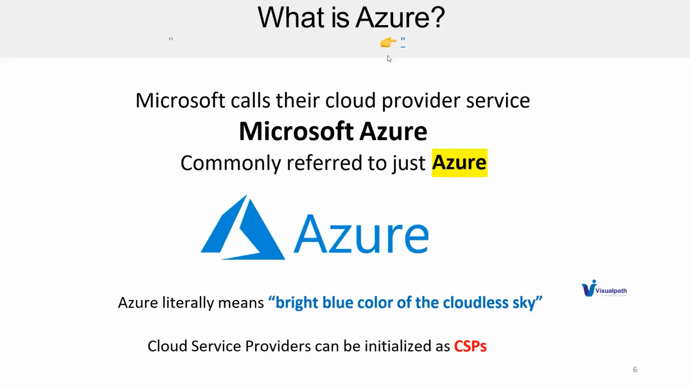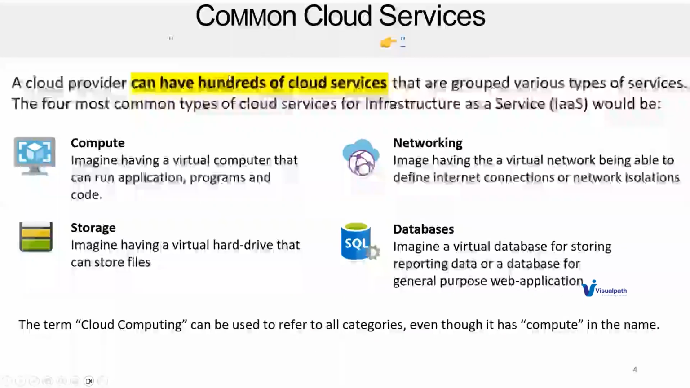Now, what is Azure? Microsoft calls their cloud service Microsoft Azure, commonly referred to as Azure. Azure means the bright blue color of the cloudless sky. Azure, AWS, and Google Cloud are treated as cloud service providers. So you know what Microsoft is, what Azure is, and what the core common services of the cloud are.